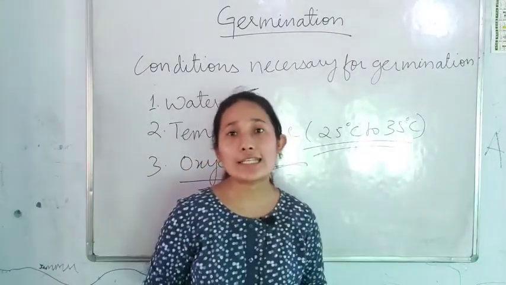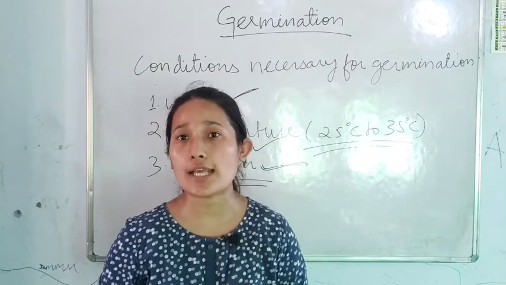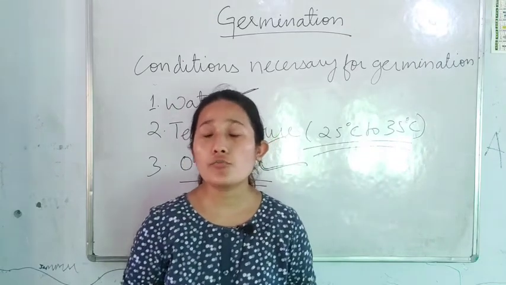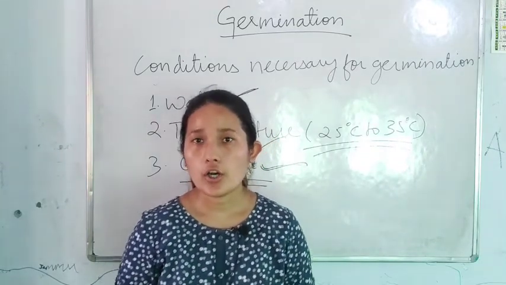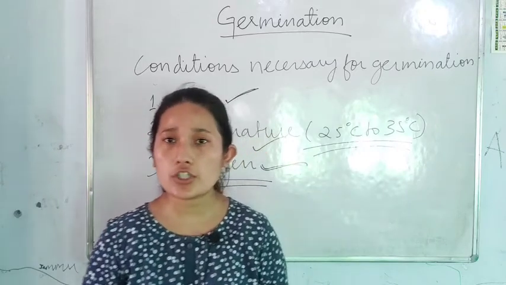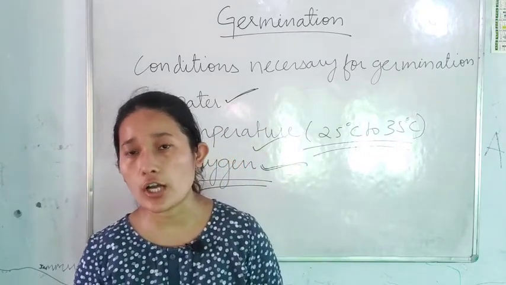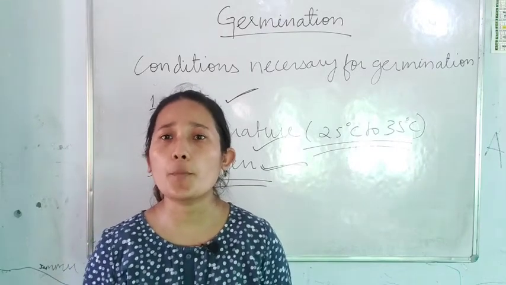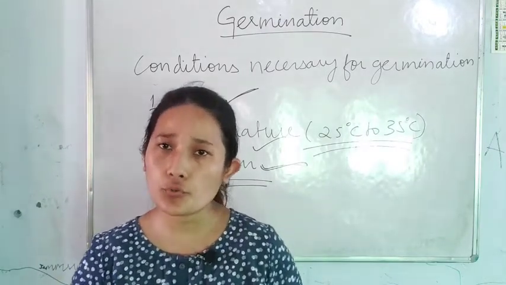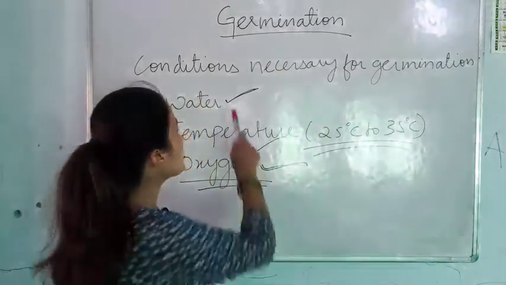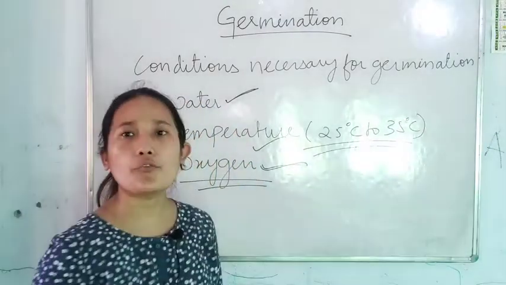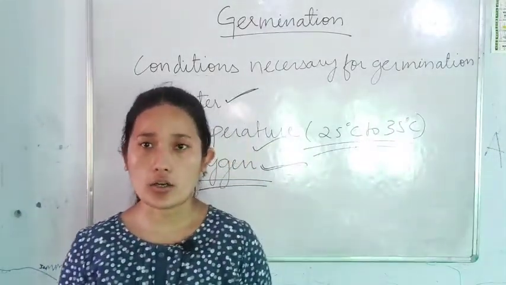Okay, so these are the three essential conditions which have to be met in order for germination to occur. Even if one of the conditions is not met, germination is not going to occur. So next we will be following up with the experiment which is going to prove that these conditions are essential for germination to occur.